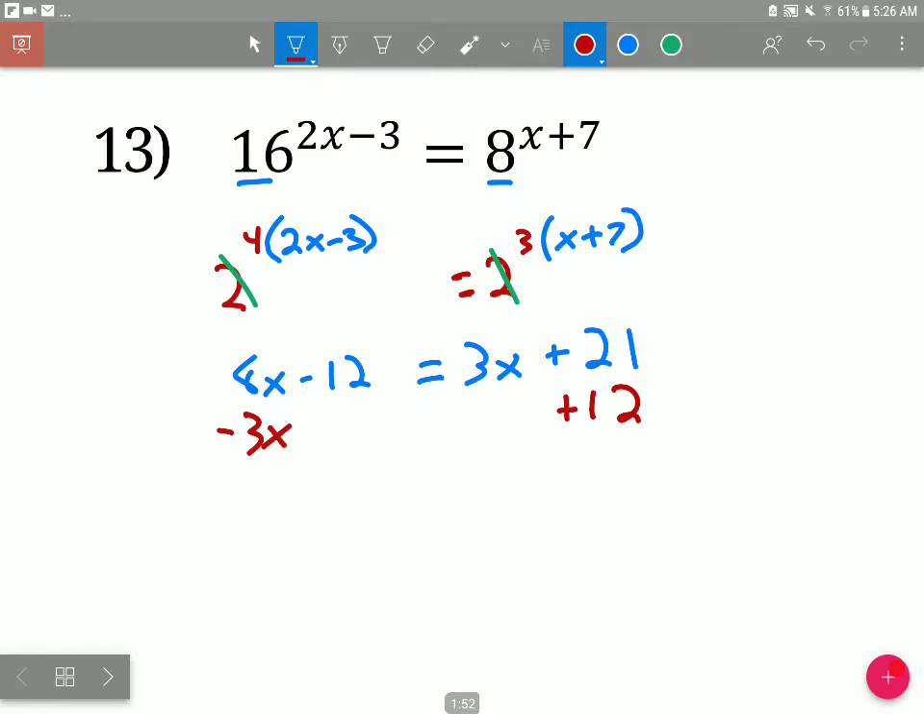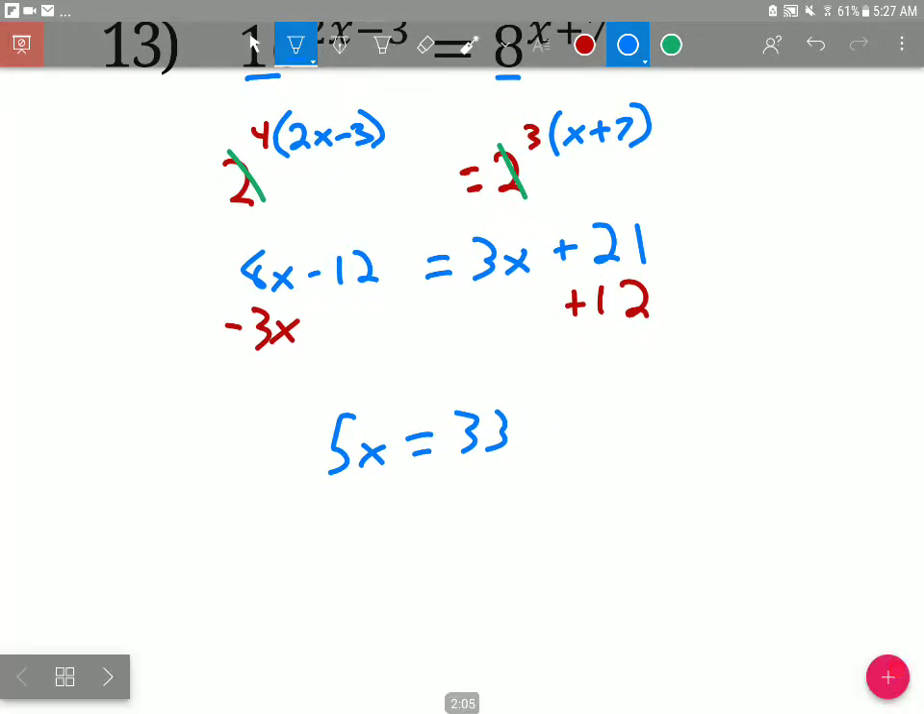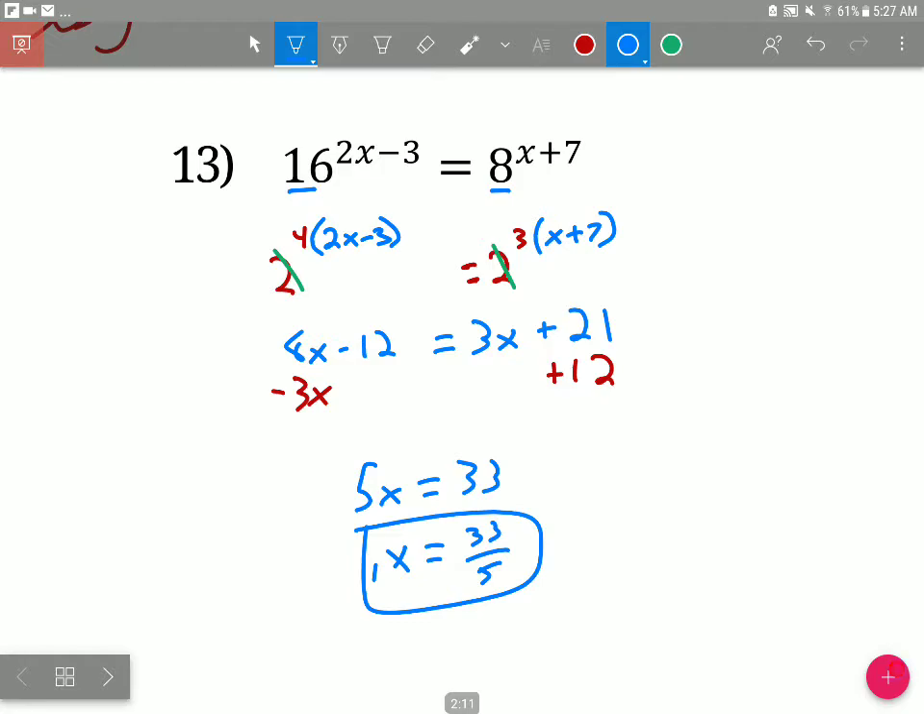8 minus 3 is 5x. 21 plus 12 is 33. So, oh, look, we get a fraction. Who cares? 33 over 5. Just leave it as a fraction. Cool. Alright, turn the page. Let's keep rolling.